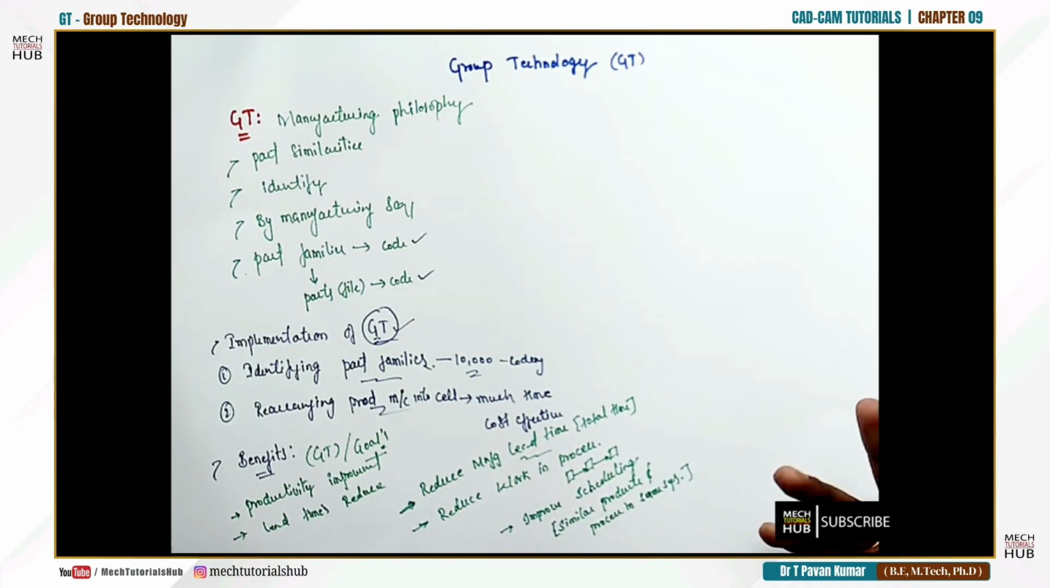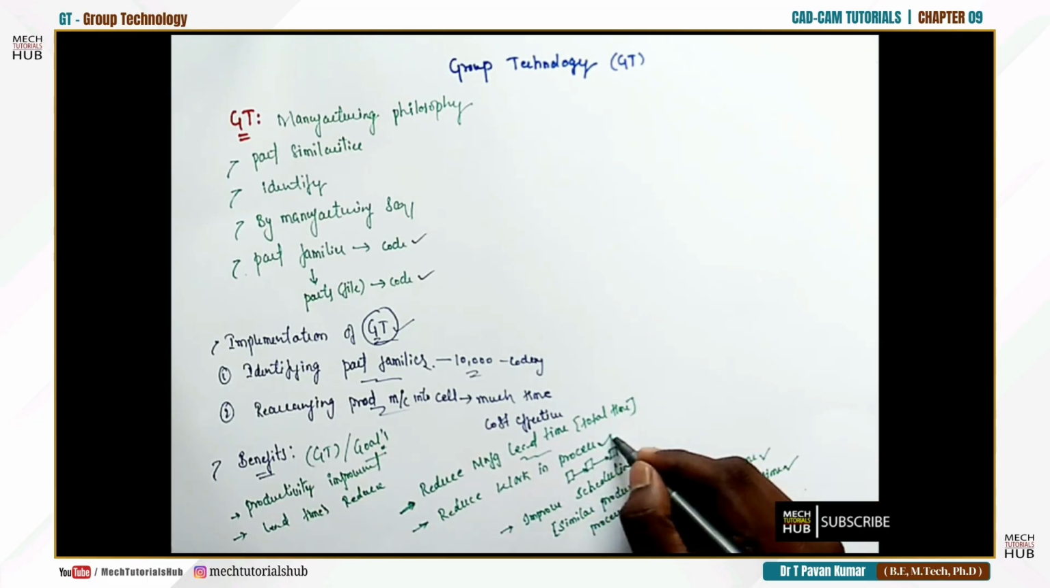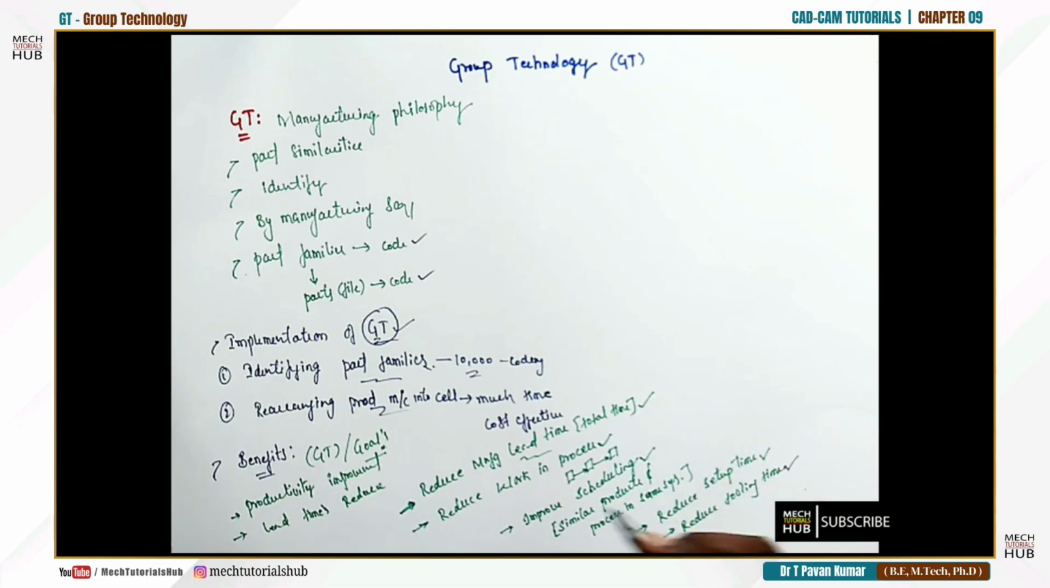Similarly, reduce setup time and reduce tooling time, which is a very important task. If the tooling time comes down, obviously the production rate will increase and production time will also come down. Similarly, setup time, tooling time, scheduling, work in process, and total time of the product all lead to productivity improvement. These points need to be noted carefully, which will help you out.